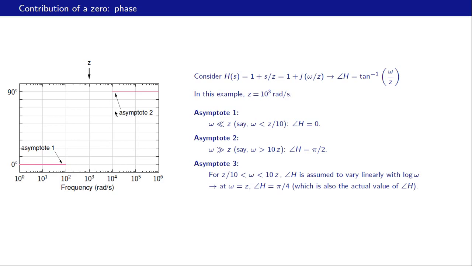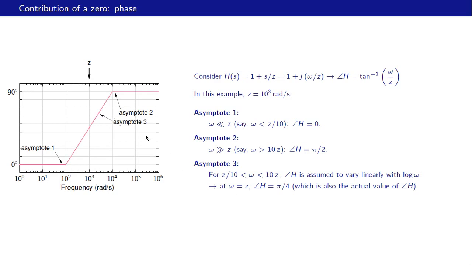Asymptote 3 applies to this region in between, and again, as we did in the case of the pole, angle h is assumed to vary linearly with log omega in this region. So what we do is simply connect these two points with a straight line, and at omega equal to z, that straight line will predict plus 45 degrees, and that is also the exact value of the angle, because at omega equal to z this becomes 1, and tan inverse of 1 gives us 45 degrees.